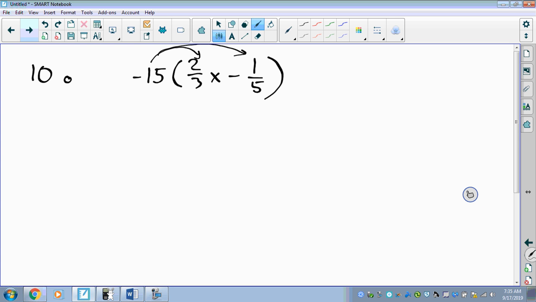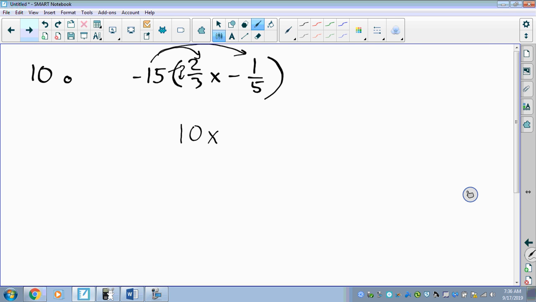-15 times 2/3 x. Well, first of all, the x is coming down. That's it. There's a 1x there, so we don't have to worry about that. So then all I do is -15 times 2 divided by 3. Or if you want, you can cancel out the -15 and 3 beforehand. Your call. But I'm going to go the classic route. -15 times 2 is 30. 30 divided by 3 is going to be 10.